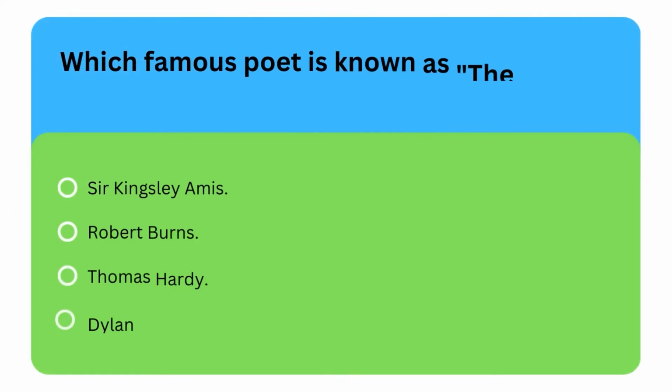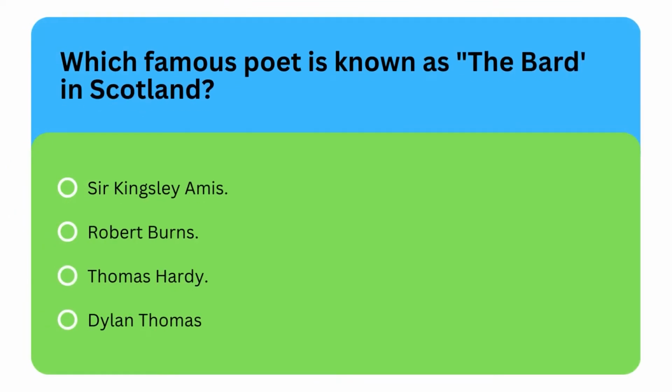Next question is, which famous poet is known as the Bard in Scotland? Options are Sir Kingsley Amis, Robert Burns, Thomas Hardy, or Dylan Thomas. So the correct option is second option. Robert Burns is the poet known as the Bard in Scotland.